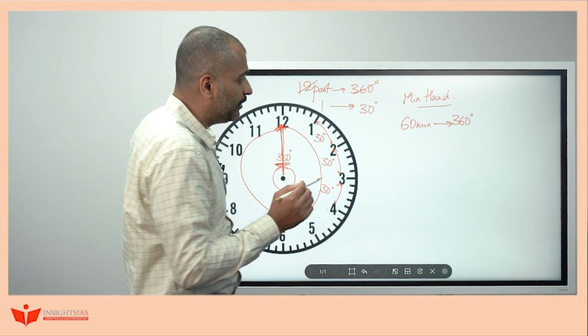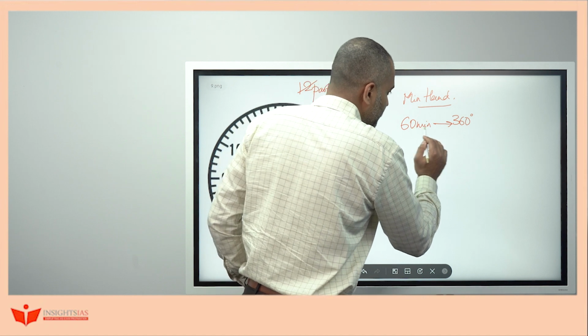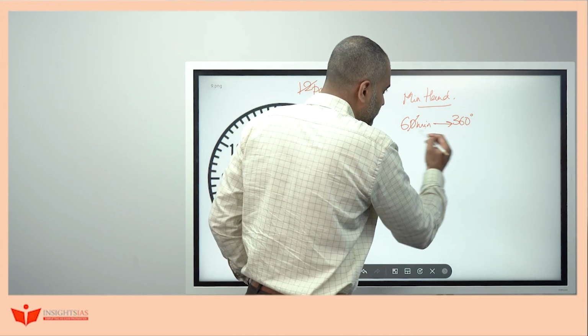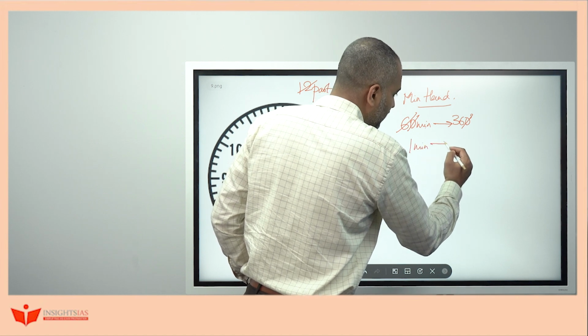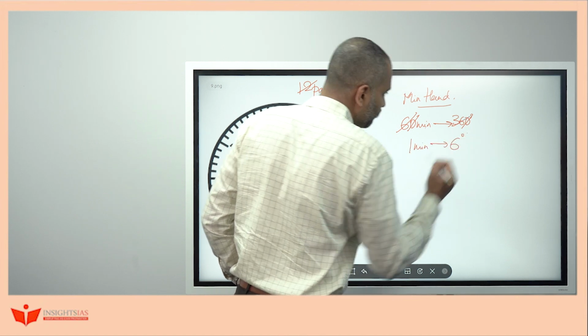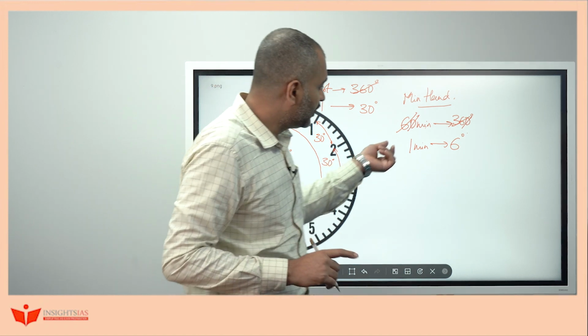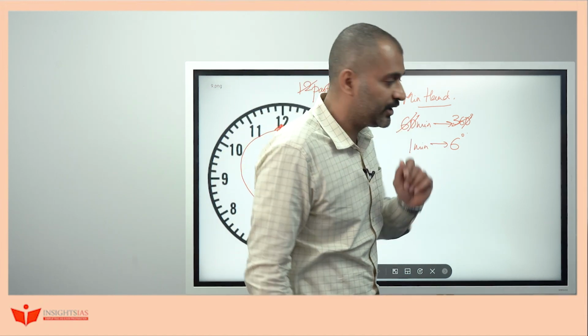Okay, so how many degrees is it completing here? 360 degrees. In how many minutes? 60 minutes. So 60 minutes, 360 degrees means 1 minute, 6 degrees. Okay, so in 1 minute, it travels 6 degrees. Minute hand travels, know the fact, in 1 minute, it travels 6 degrees.